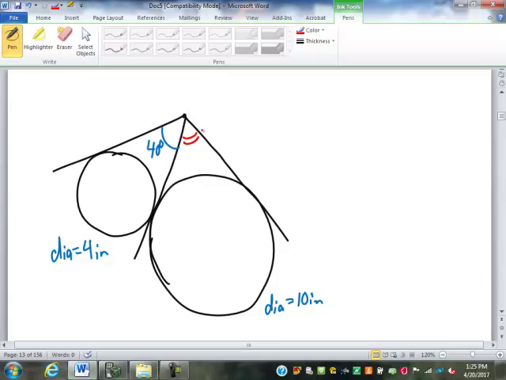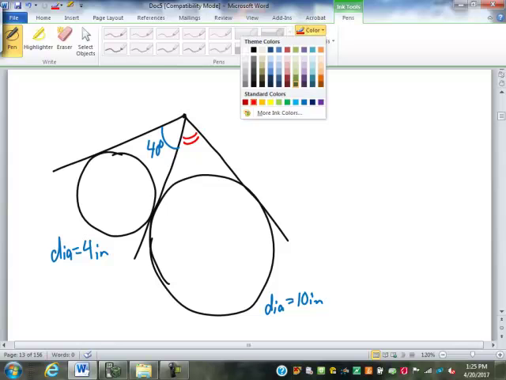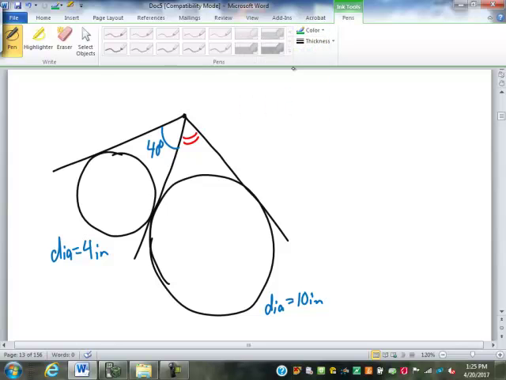Tell me, where do I find right angles in this picture? Radius to a tangent. So in this circle, where would it be? There'd be one there and there'd be one here, wouldn't there? This is a right angle, this is a right angle. In this circle, it'd be there and there, right?